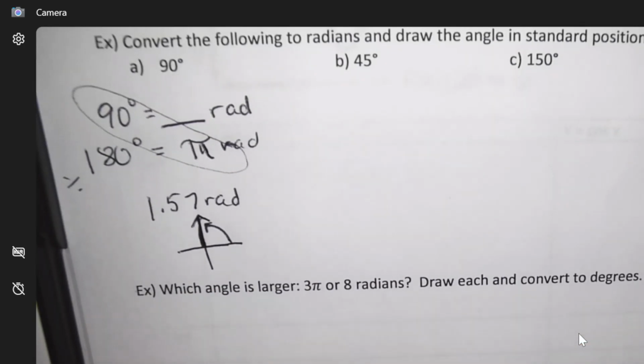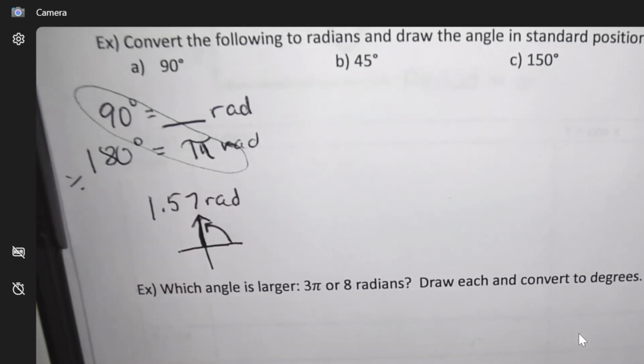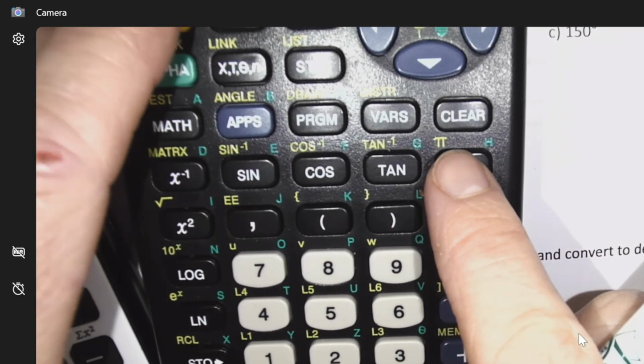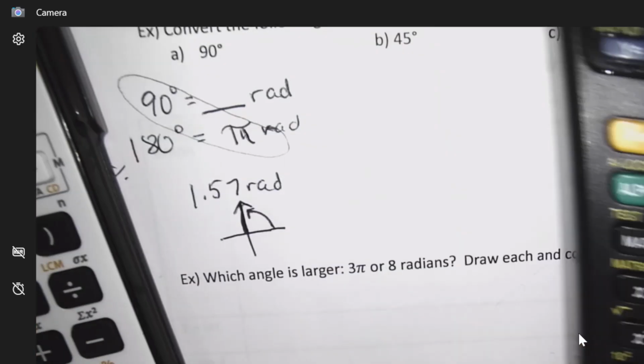What do we do for that? 90 times pi. Did you find your pi button? Divide by 180. You have to push the yellow button first, your pi button is yellow, so shift that button to get to the pi. I get 1.57 radians. Remember we said these numbers are going to be really small, right? There's only 6 around a circle. These numbers are small.